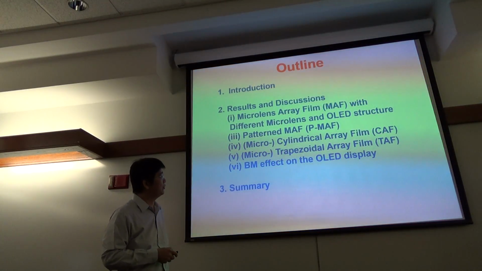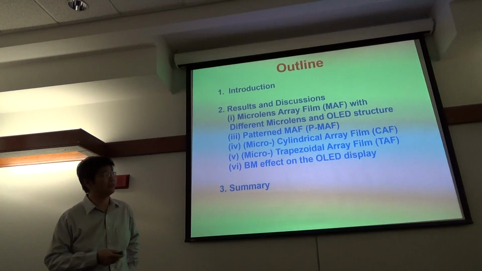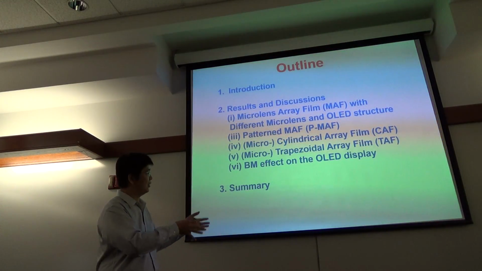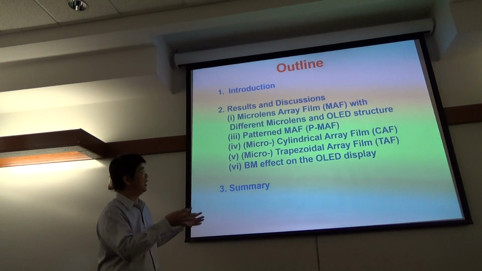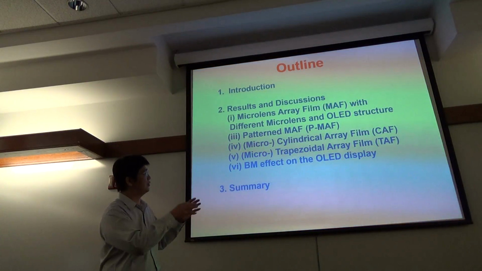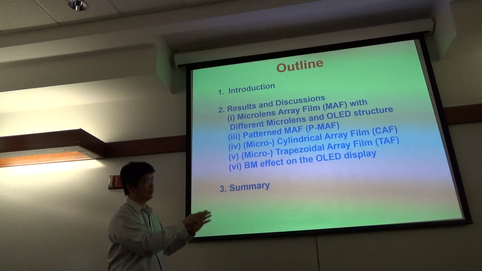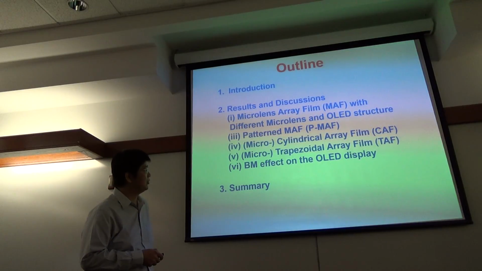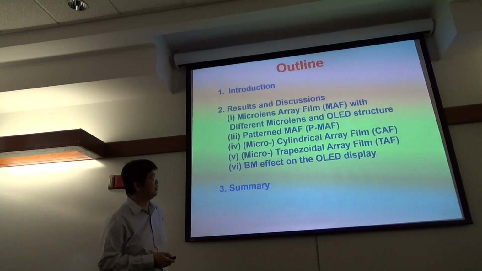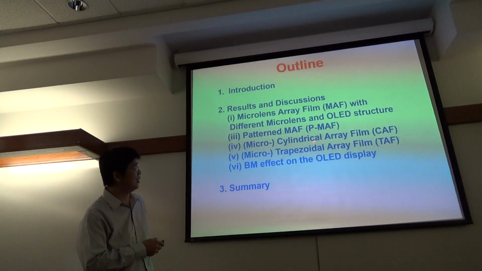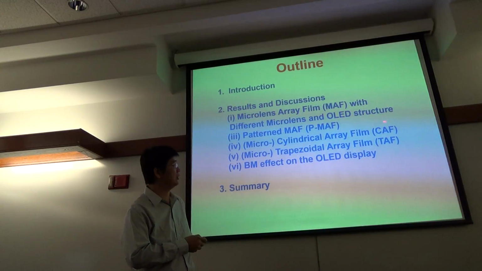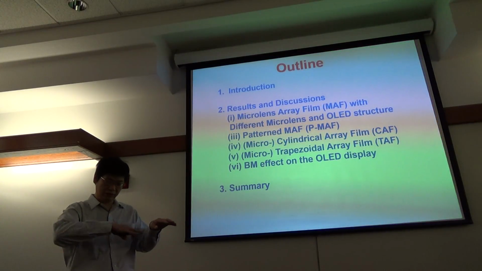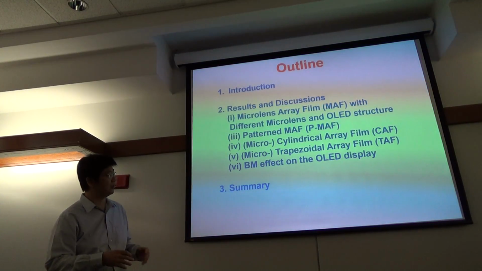Then we tried to do some layout design of the microlens array film, which we patented. For example, we have large size or small size, or in some places we put microlenses and in some places no microlens. We also tried other configurations, for example, the cylindrical array film or trapezoidal. That is the 2D structure design.